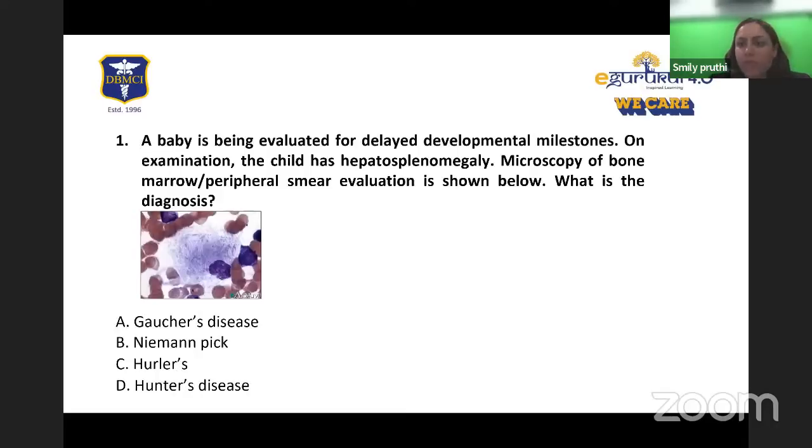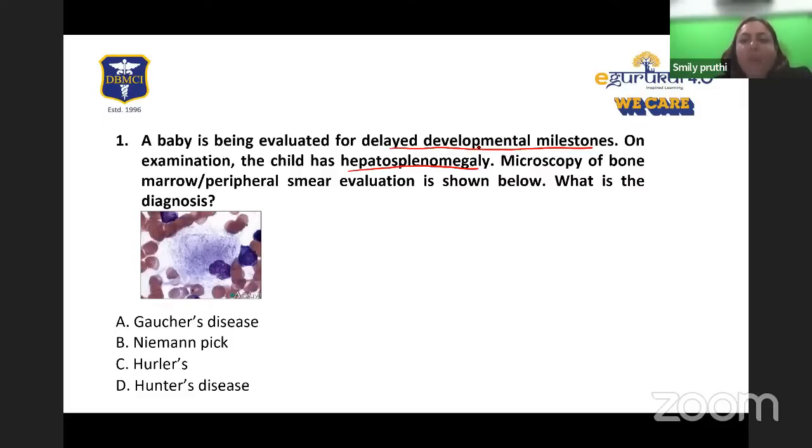The first question is, a baby is being evaluated for delayed developmental milestones. On examination, the child has hepatosplenomegaly. So more clinical questions are asked these days. Be very careful, integrate all the subjects while studying. Body is not 19 subjects. So whenever you are studying, just keep flying between one subject and another, right?